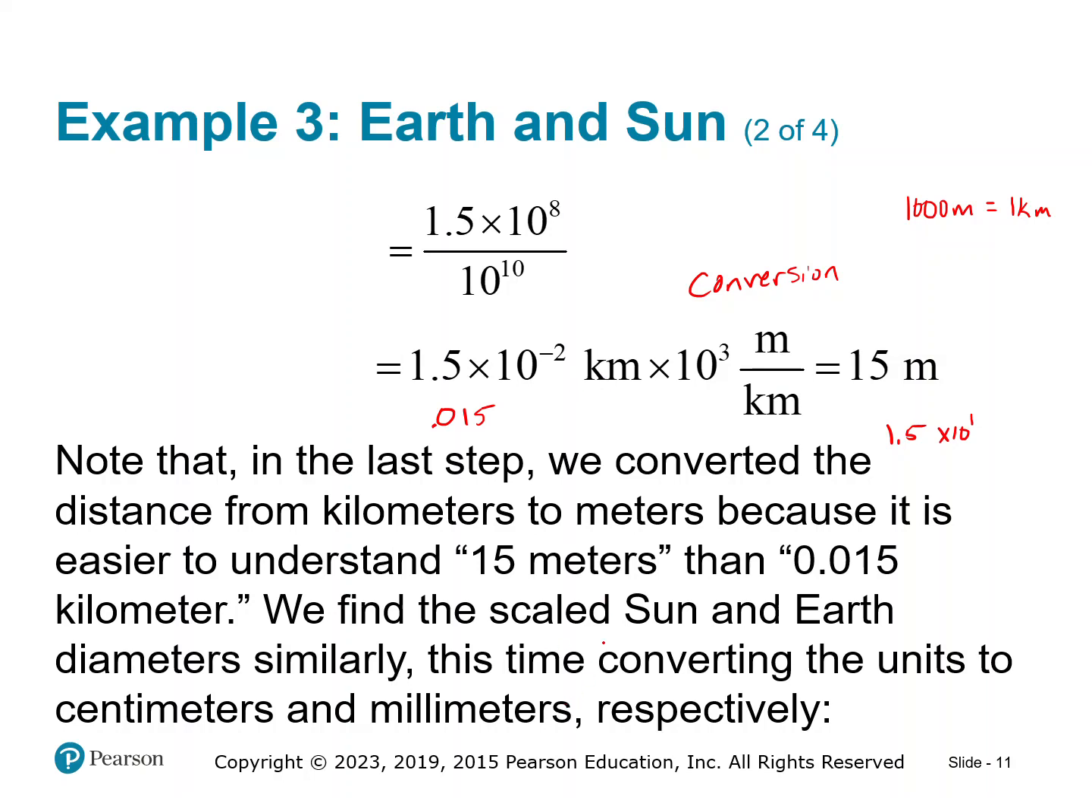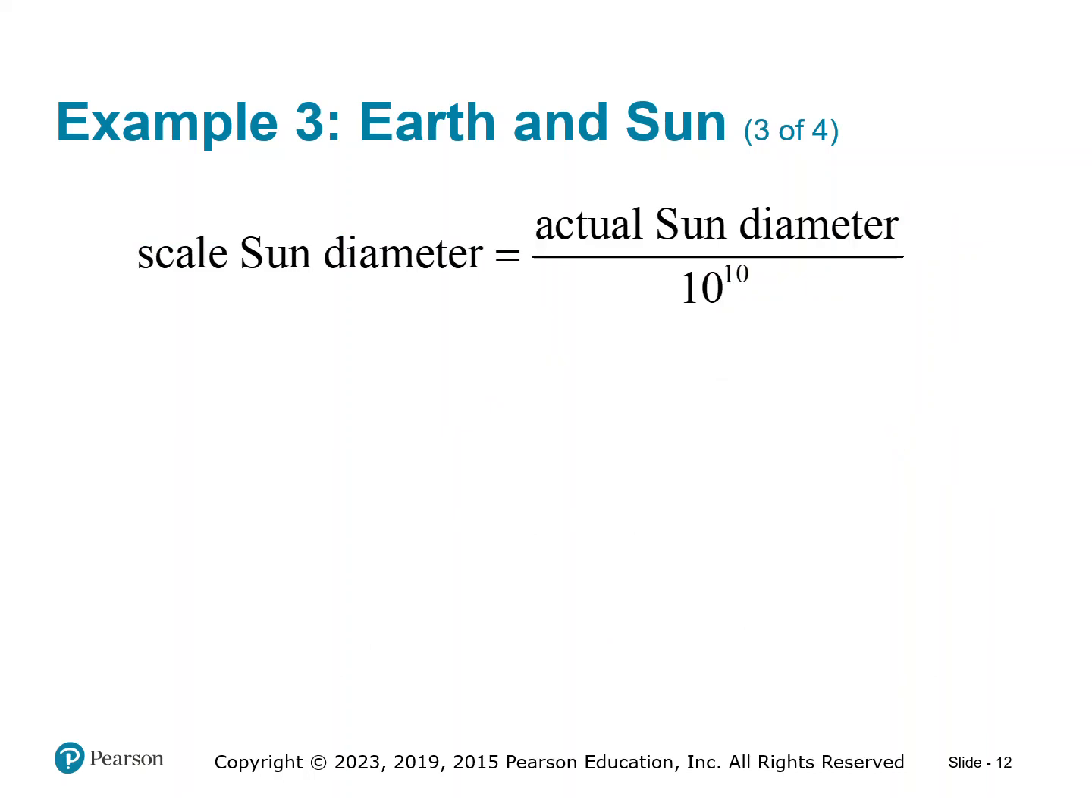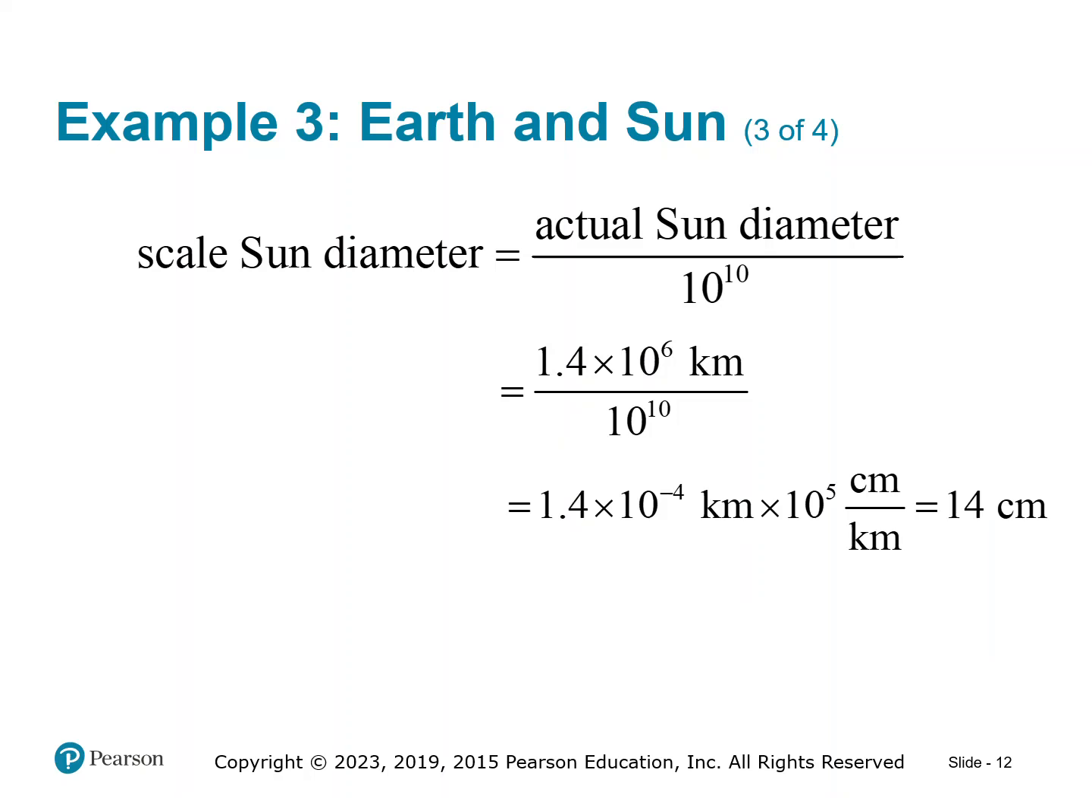We'll do the same now for the Sun and the Earth, for the sizes of their diameters. So we know they're 15 meters apart. The actual Sun's diameter is 1.4 times 10 to the 6 kilometers. We'll keep our 1.4, 10 to the 6 divided by 10 to the 10th. If you divide two things with the same base, you subtract their exponents, and we'll get a negative 4.